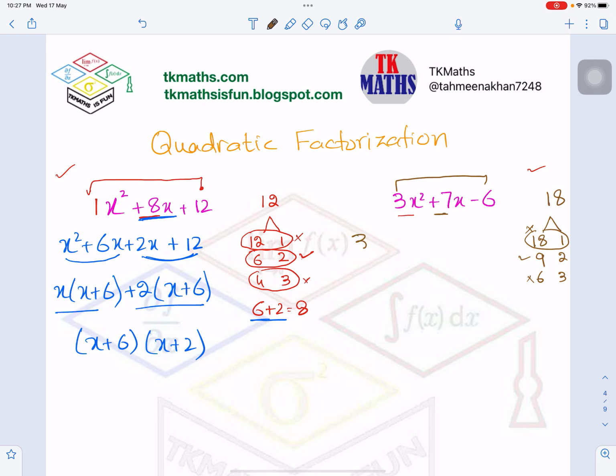So now I will write here 3x square plus 9x minus 2x minus 6. You know why? Because the numbers were 9 and 2, but I want to get plus 7, because it is plus 7 here.